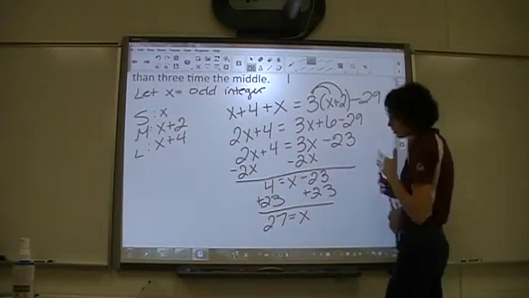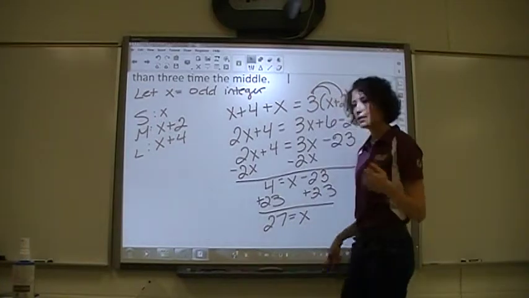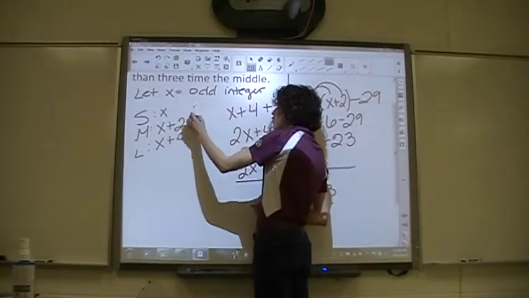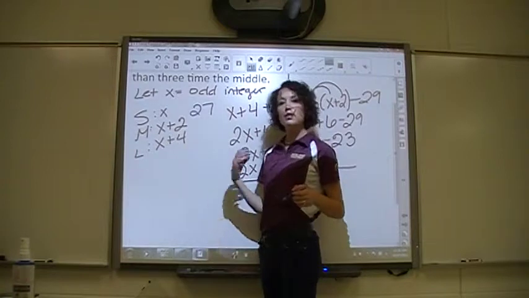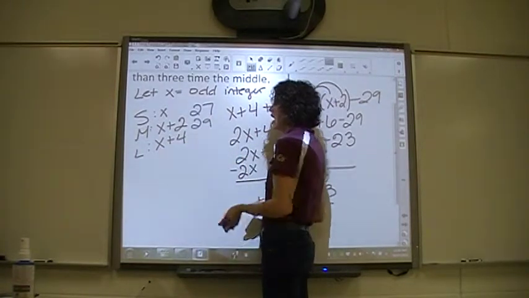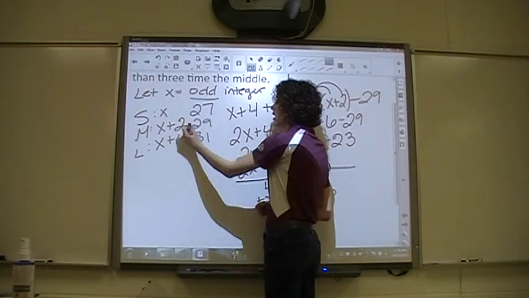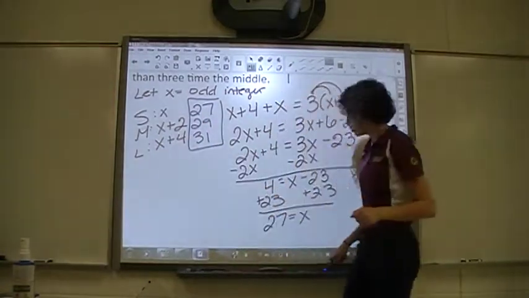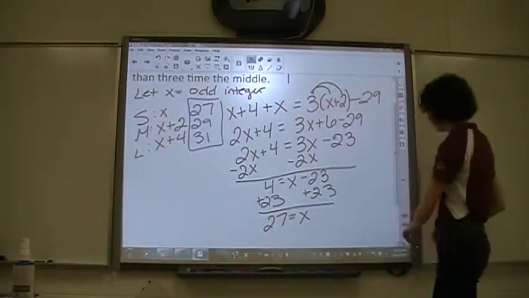So remember, I want 3 answers because I'm asking you for 3 consecutive integers. So your small is 27. Then your medium, because we're working with odd integers, is going to be 29 since we're adding 2. And our large is going to be 31. So those 3 integers right there are my answers to this problem.